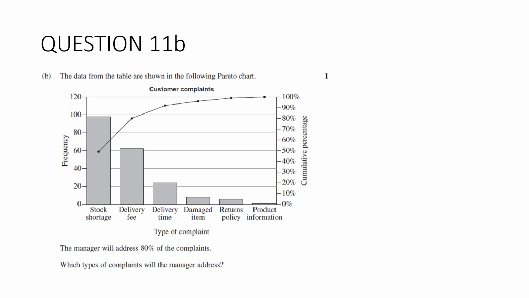Part B, the data from the table are shown in the following Pareto chart. The manager will address 80% of the complaints. Which types of complaints will the manager address? This is a really easy question.